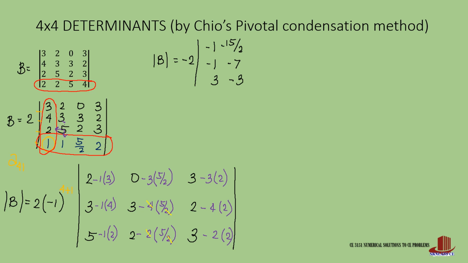Then next, 3 minus 6 would give us negative 3. 2 minus 8 is negative 6. And 3 minus 4 is negative 1.